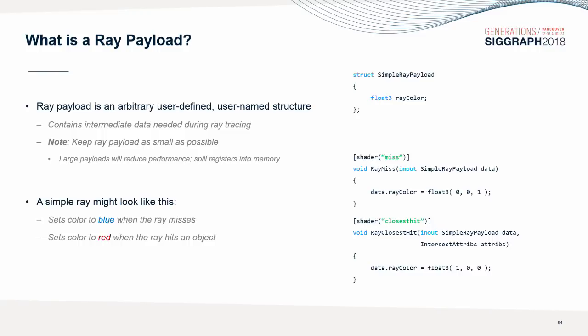So a simple ray might look like this, right? You have a miss shader, you pass in a payload, which has this color that I defined up there in my structure, and in this really simple miss shader, I'm returning blue. And then you might have a closest hit shader like this, and this is also a very simple closest hit shader, I'm returning red. This actually defines a complete ray type, which will return blue when you miss and red when you hit.